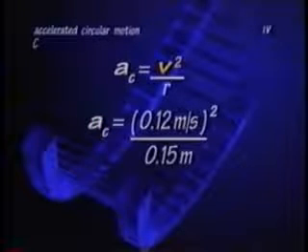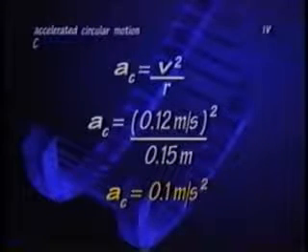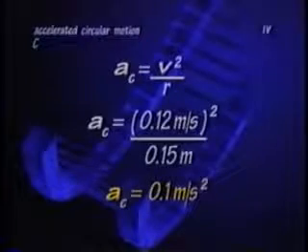Remember, we just showed you the equation for finding centripetal acceleration. A sub c equals v squared over r. A sub c equals v squared, 0.12 meters per second squared, over r, 0.15 meters. Dividing this out, we get that the centripetal acceleration equals 0.1 meters per second squared.